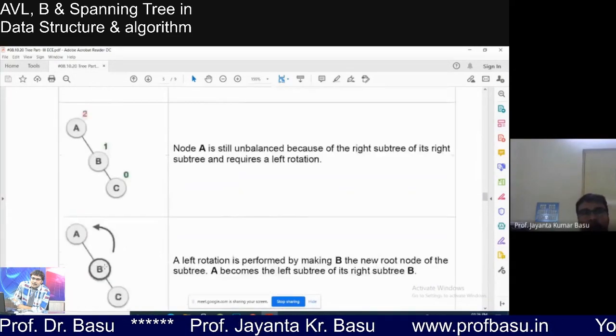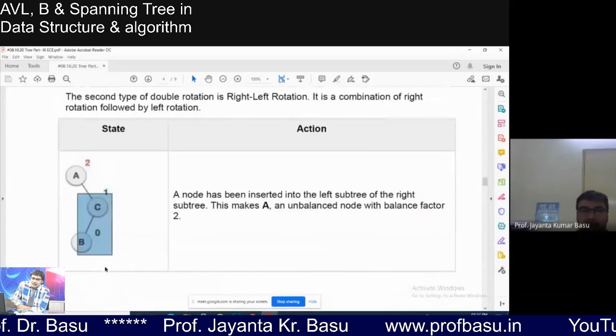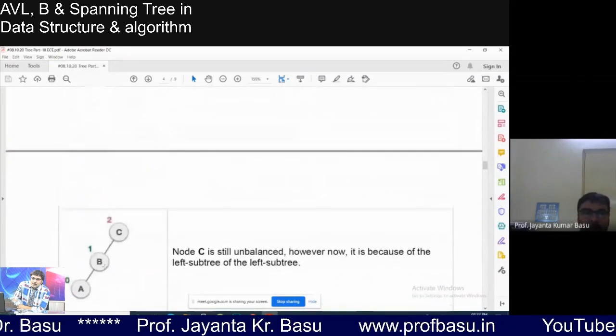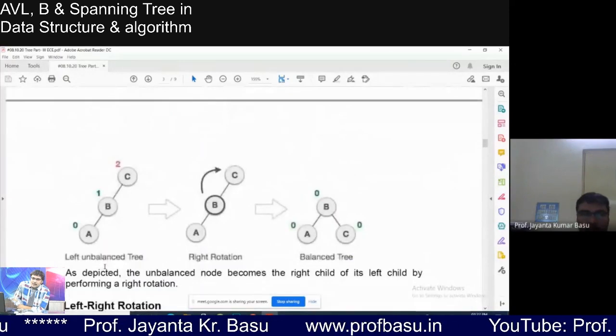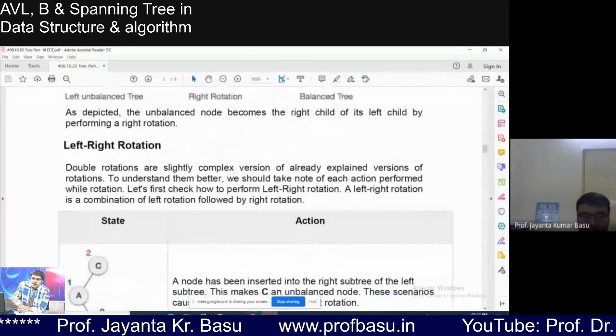Completed. So this is all about the rotation, 4 types of rotation to make an unbalanced AVL tree balanced. Got it? Any question up to this point?